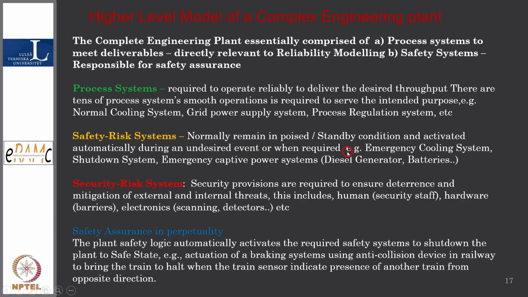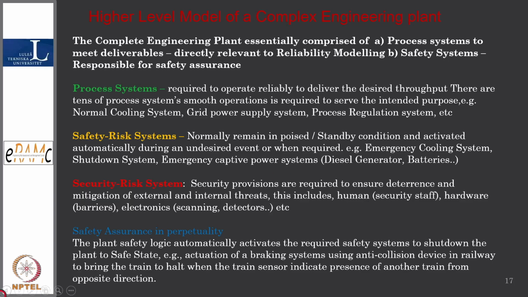And they have systems like emergency cooling system, shutdown system, emergency captive power system, and things like that. So to get an idea of a complex plant, for our purpose of prognostics and health management, implementing a systems approach, we require the plant to be divided into process system, safety system, and security systems. And that's how we try to address the reliability and safety issues.